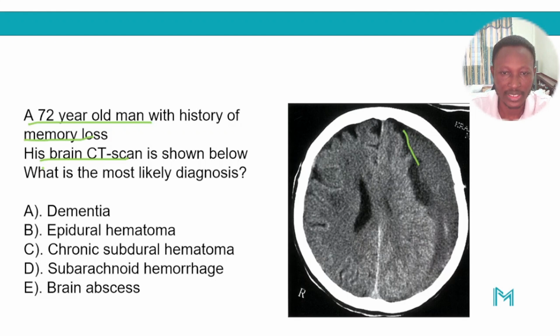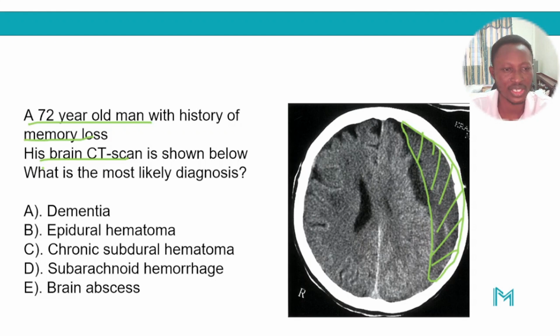We can see a hypodense lesion here, and it's crescent shaped, crossing the midline. That is your classic description of an SDH. The color of that lesion depends on the chronicity of the inciting event, but the fact that it's crescent shaped shows it is occurring within the subdural space. This lesion looks hypodense. It looks a little bit darker than the rest of the brain, telling us that this is a chronic lesion. So this is a chronic SDH, and we said it's one of the common causes of reversible dementia.